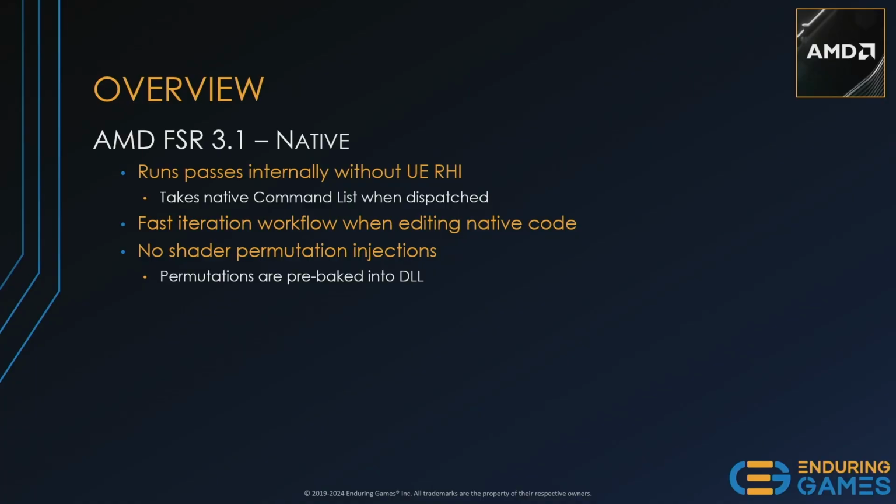A little bit about the native backend. Passes run without using the UE RHI, which means it's running its own DX12 code or Vulkan code in its abstraction, taking some context variables from Unreal. The iteration workflow in this case is super fast because you don't even have to cook. You don't have to build the entirety of the engine. You're building the plugin by itself, which is a separate solution project now that everything is a DLL.